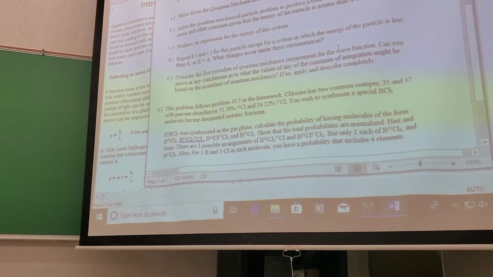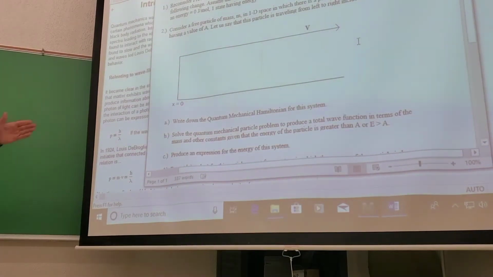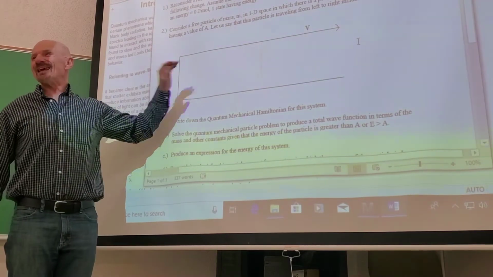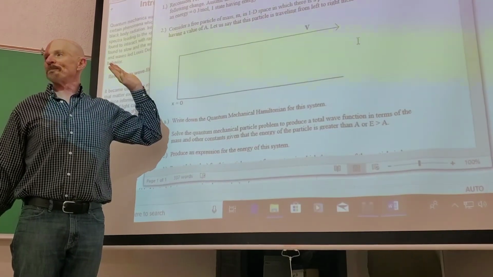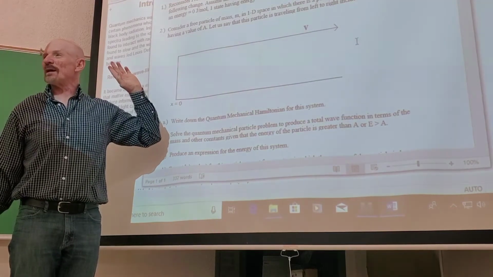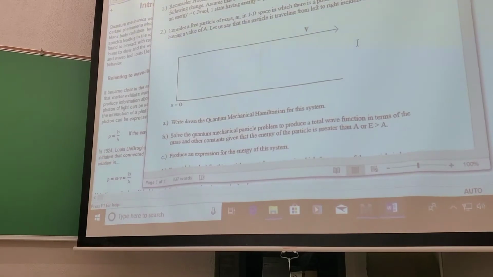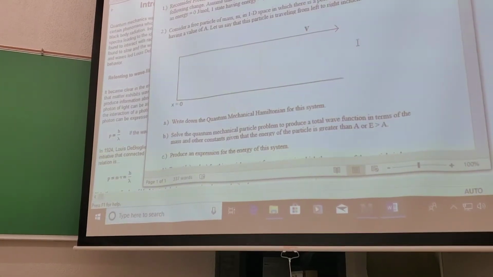Repeat B and C. Now, you'll have an energy of the particle incident from x equals 0 less than that of the potential. You'll say, how can you do that? Well, it's quantum mechanics now. Quantum mechanics is not classical mechanics, so the wave function can exist in that region. I'd like to know what that wave function is and what the energies are for that as well.